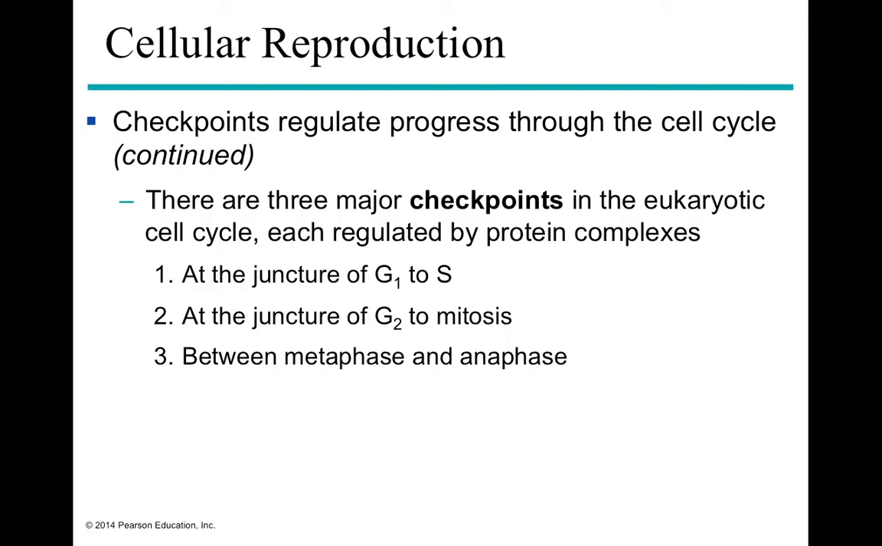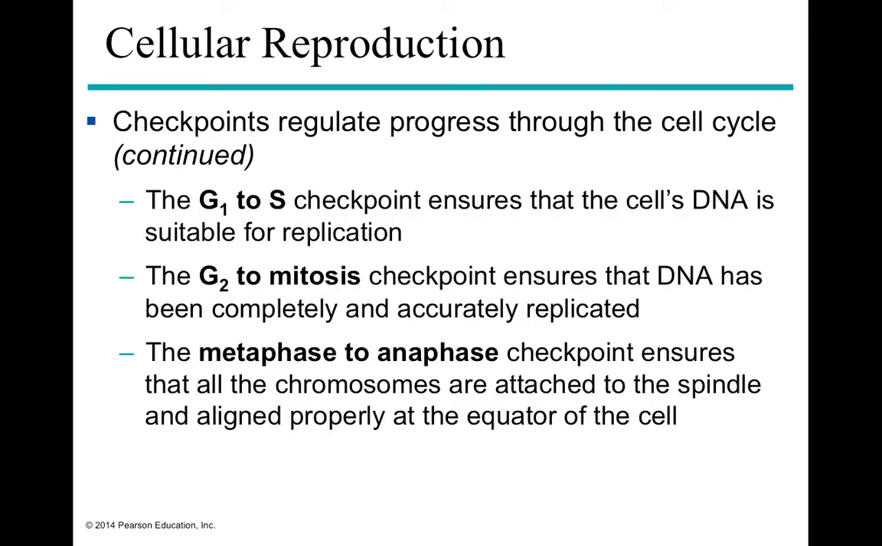And then lastly, there's a checkpoint between metaphase and anaphase, and that's basically making sure that every single chromosome is going to the right side. And if two are going one way and none to the other, then we're going to end up targeting that cell for destruction, or apoptosis. So these three major checkpoints are going to help regulate the ability of the cell to enter into and proceed through the cell cycle. And these are actually checkpoints that cancer cells can circumnavigate. So they can get away with having abnormally replicated DNA, for example, and still enter into the cell cycle.